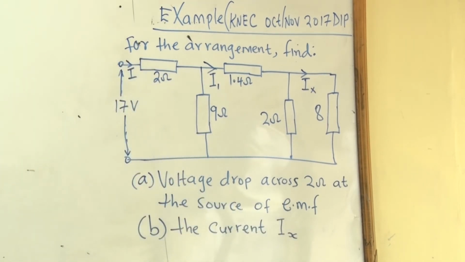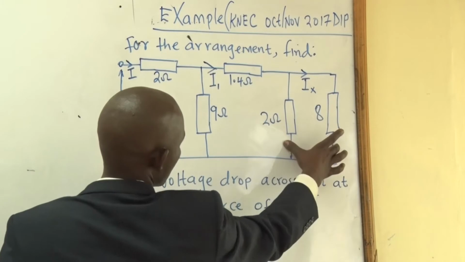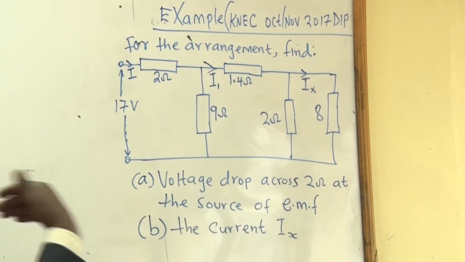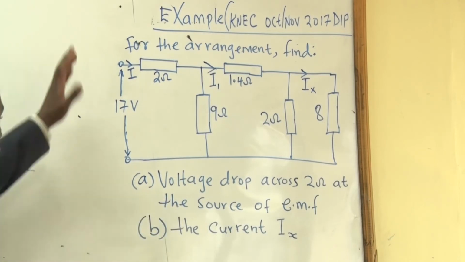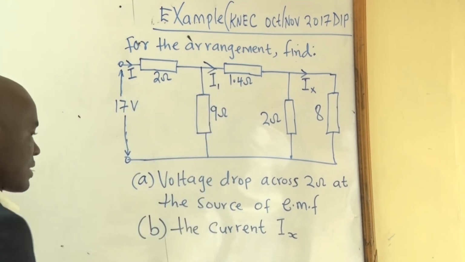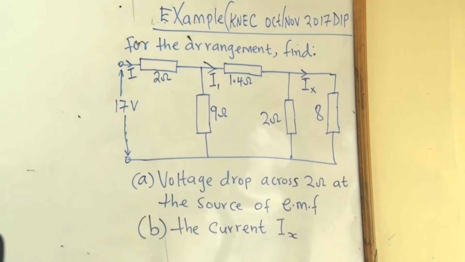What do we do? Like I said, if you are given such a big circuit, you need to simplify this circuit. And the best way to go about it is by reducing it. So basically, I want to combine these two resistors. And remember, whenever you are given a circuit, reduction begins from the far end of the voltage. If voltage is on this side, reduction of the circuit begins on the opposite side. So we shall start from here and not from this point.